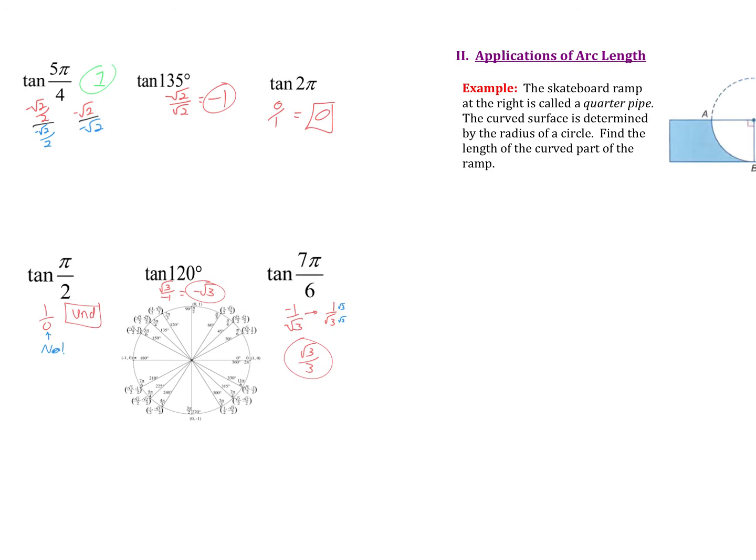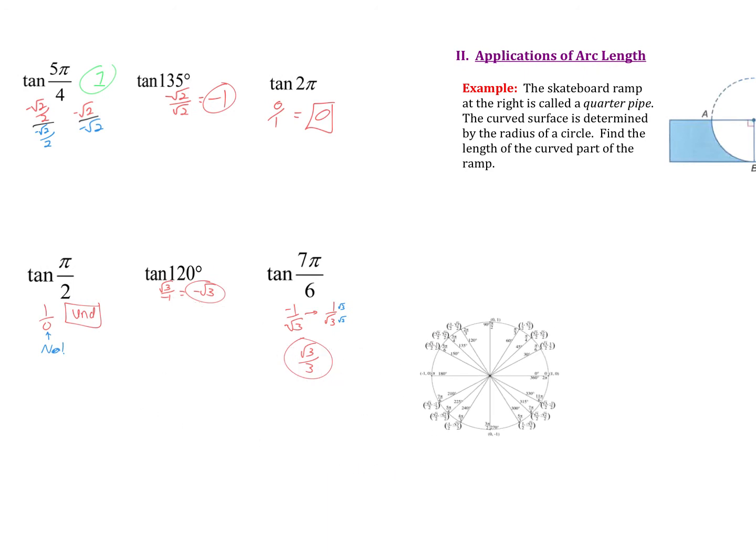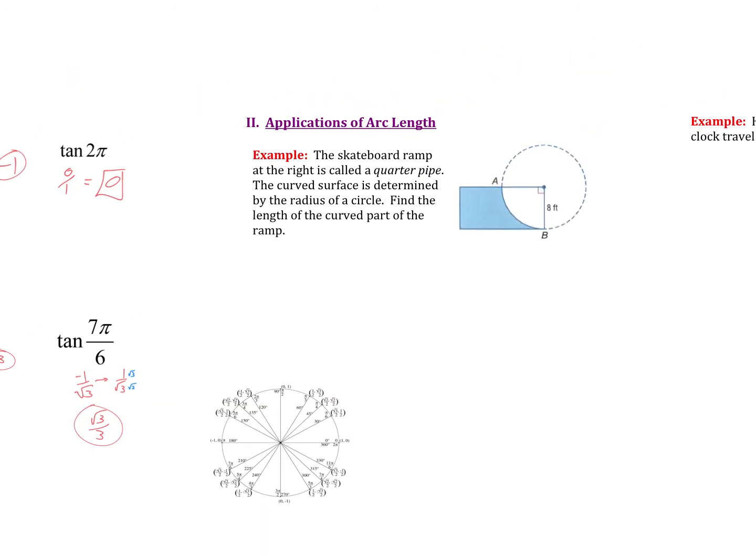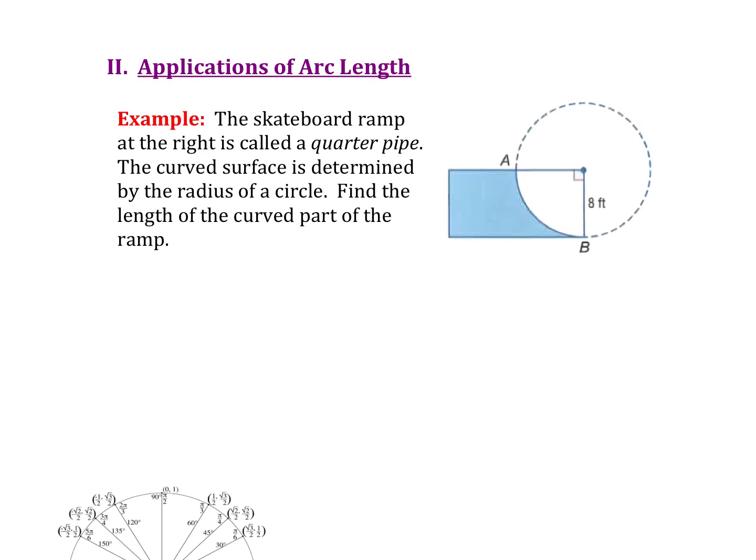All right, let's carry this along. I don't know if we'll need it anymore, but just to be safe. Next, applications of arc length. So just as a reminder, the arc length formula is S equals R times theta, as long as theta is written in radians.